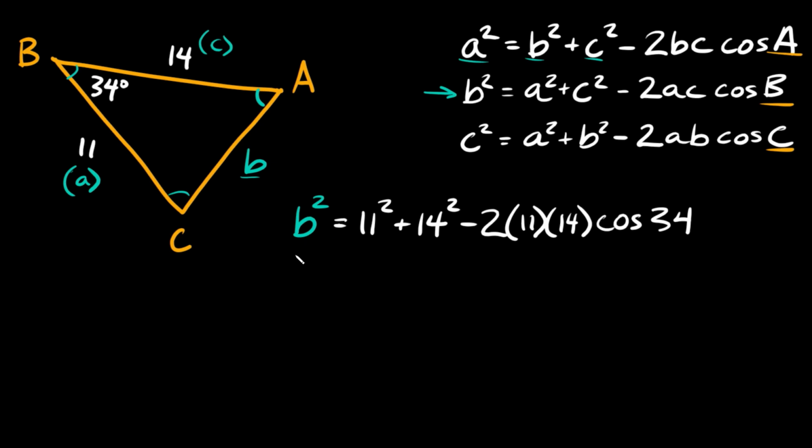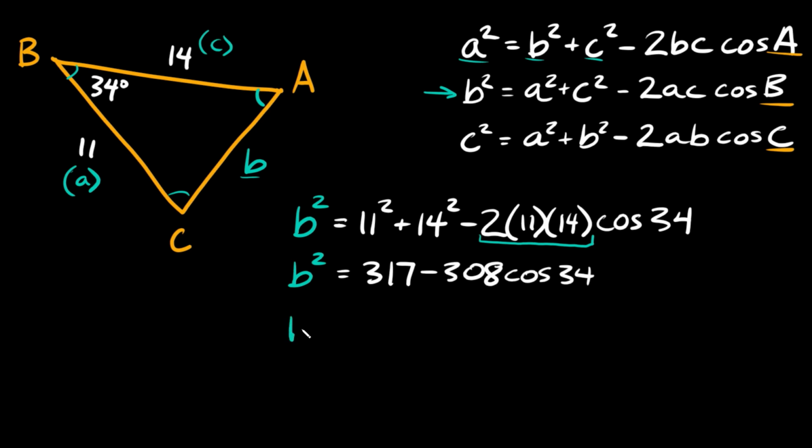So let's just simplify this. So we're going to have b squared is equal to 11 squared plus 14 squared, and that's equal to 317, and then minus all this, right? So minus 2 times 11 times 14. Well, let's just simplify this part first. So that's equal to 308. So we're going to have minus 308 times the cosine of 34. Okay, so then here we're going to get b squared is equal to, now if you just plug this into your calculator right here, you'll get that this is approximately 61.66, okay?